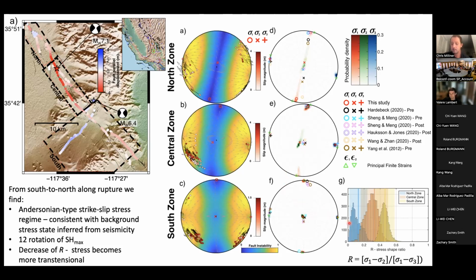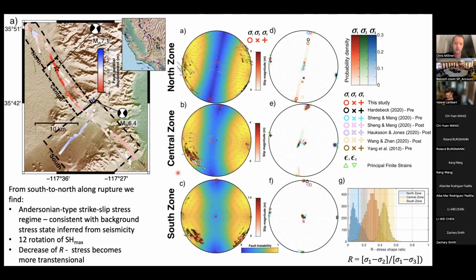The second thing to take note of is that the R shape ratio value seems to decrease too from south to north along the rupture. So it becomes more transtensional as you go from south to north along the rupture. That R value decreases. That's also in good agreement with a value from Hardebeck. The vertical bars show her result.